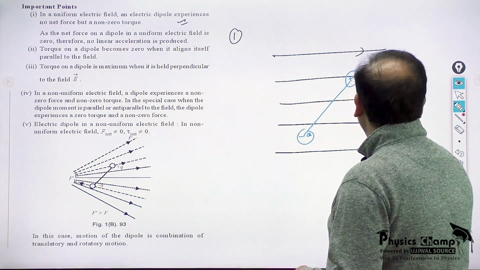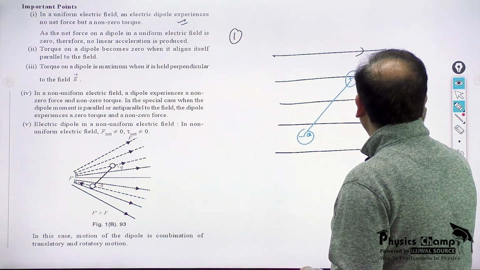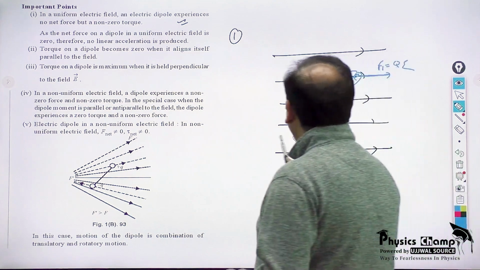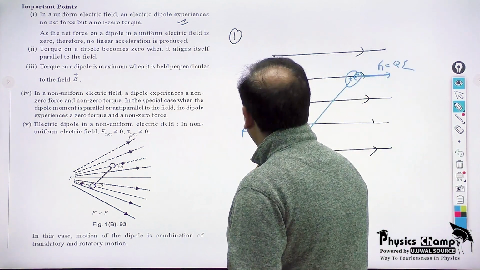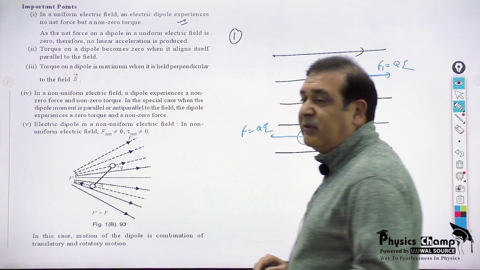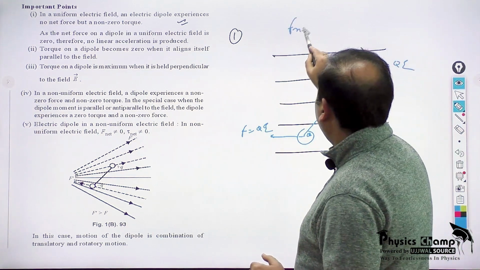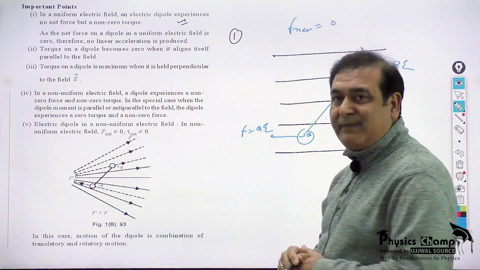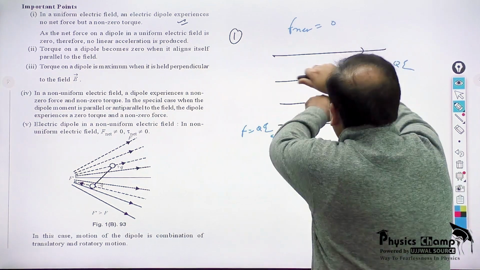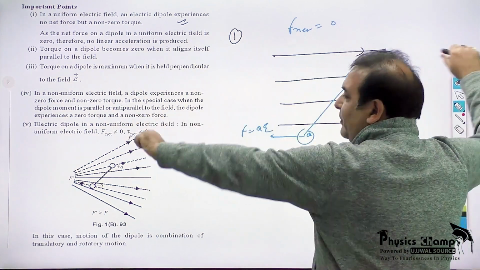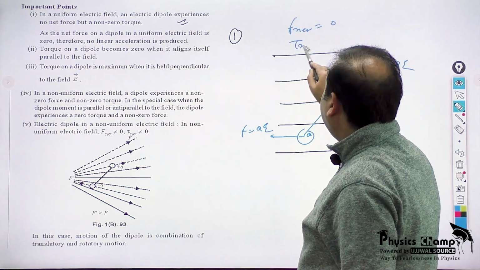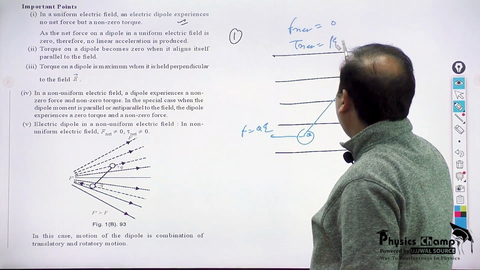It is going to experience one force here, QE, and it is going to experience one force here, again QE, but in opposite direction. If I ask what the net force is, the net force is 0, because the two forces are equal and opposite. But yes, it is going to experience a net torque, which is PE sine theta.